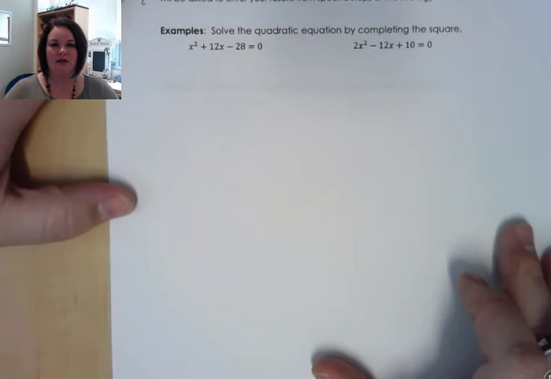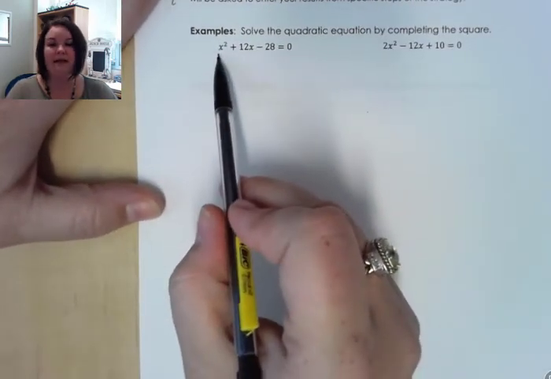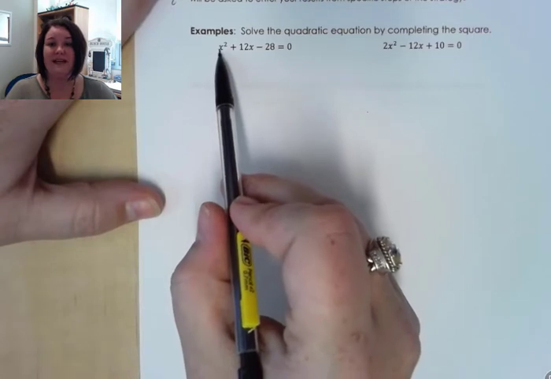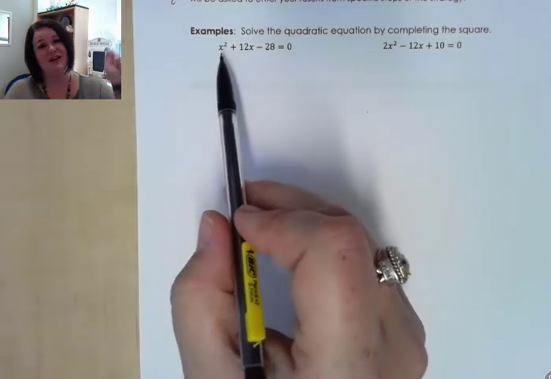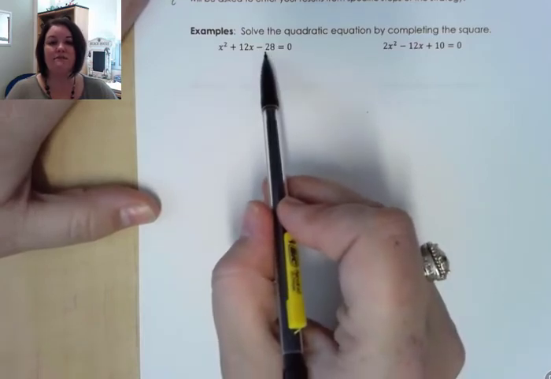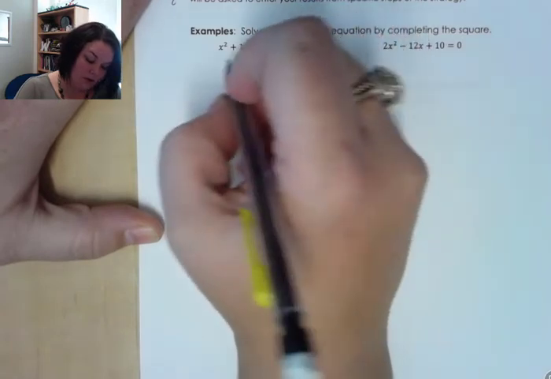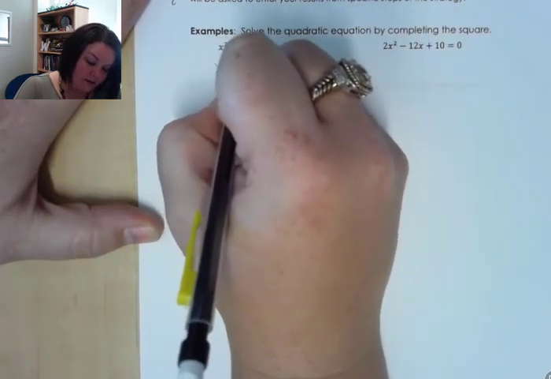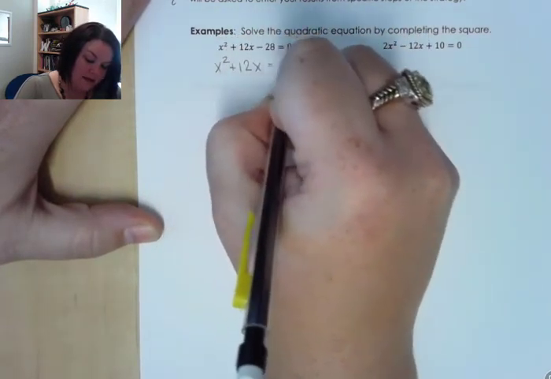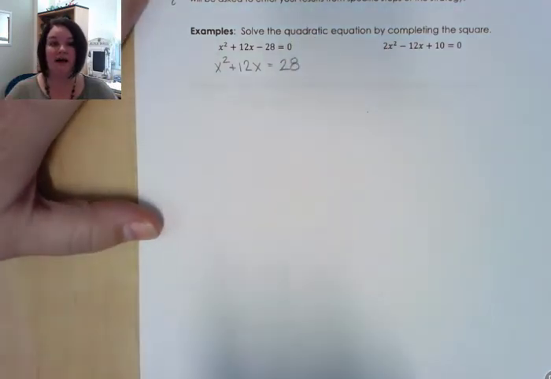Here we go. On this first one, the first thing I want to do is make sure my leading coefficient is a 1. And here it is. So yay, check. Okay, the next thing I want to do is make sure my constant term is moved to the other side. So I'm going to go ahead and move it over. So I have x squared plus 12x equals, it will now be a positive 28, right? Because we move it over by adding.